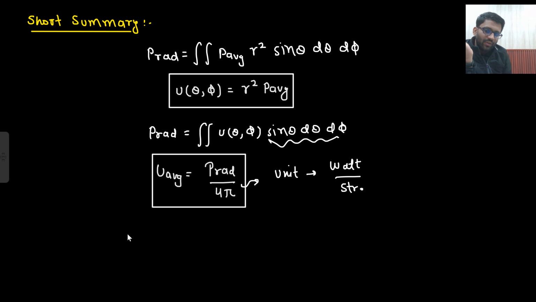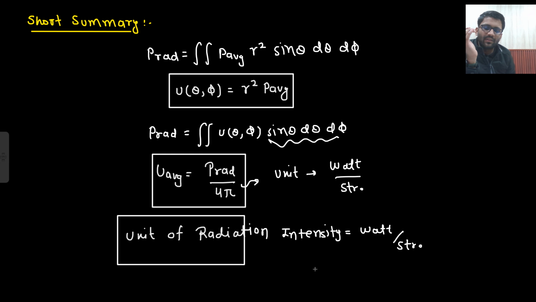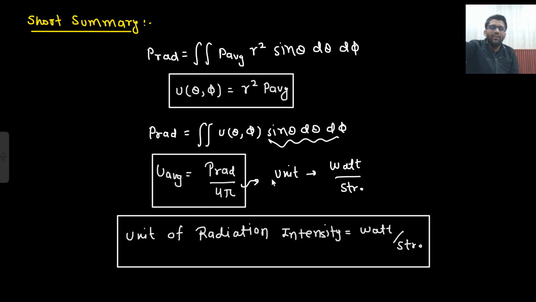Similarly, what is the unit of radiation intensity? That is watt per steradian. This is the unit. Till now, only this much you need to remember. Is that clear to you? Is it that tough? No, certainly it is not tough. We need to start with P radiated. Then I got to know that this is U(theta, phi), and from there I got the formula of U average. So this is the short summary that we need to remember.